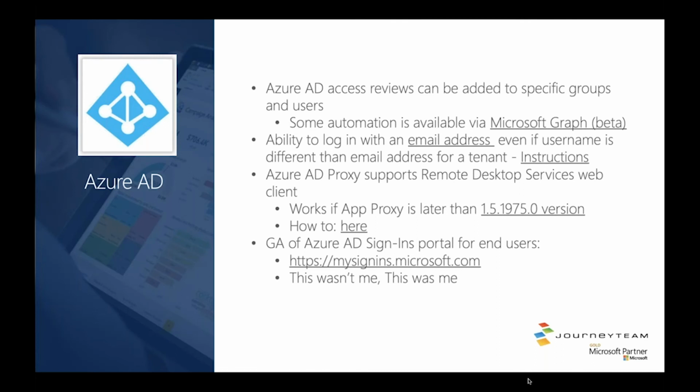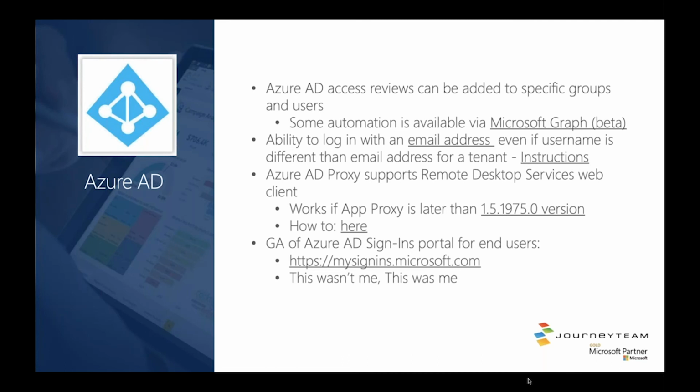Updates to remote desktop. If you need to RDP into servers and you want to secure that over the internet without opening port 3389 to the internet, which if you're doing that, please stop, come talk to us. Someone will compromise you. App proxy allows us to publish remote desktop services through the web and securely put that behind Azure single sign-on, multi-factor, etc.